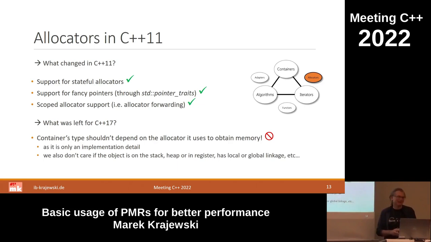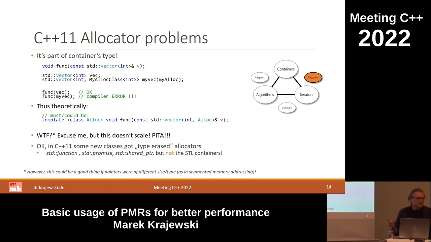So, okay, we will skip this C++11 stuff and go to C++17. There was one unfinished business: the dependency of container type on allocator type. It's part of the container type, and is it a problem or is it a nuisance?